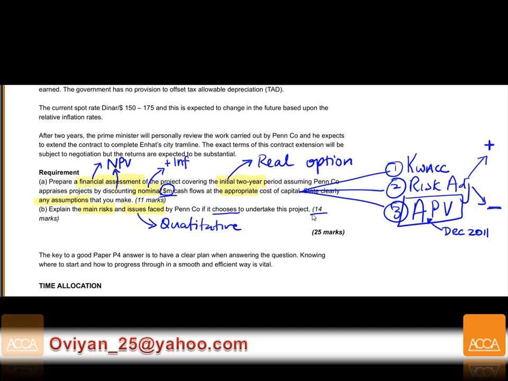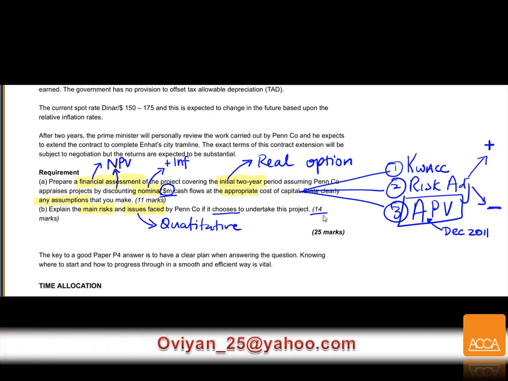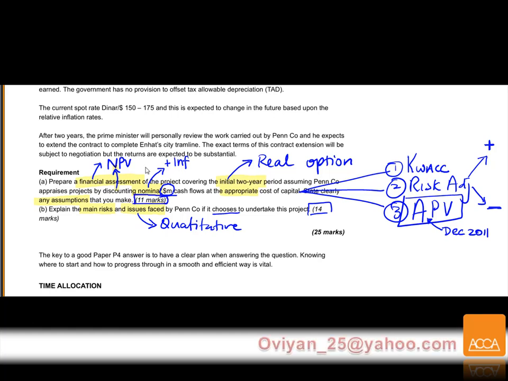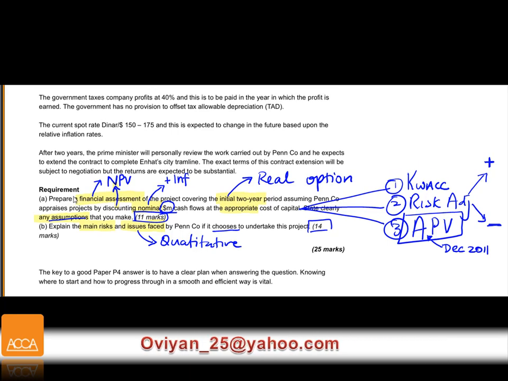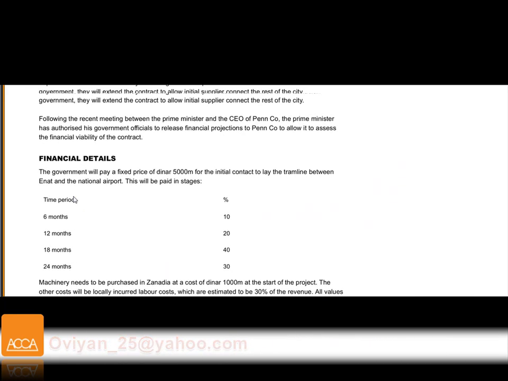And the written part is more than half, 14 marks, and the computational part, a financial assessment, together with some assumptions that we're going to write down, is only carrying 11 marks. So this is the requirement. Now going back to the first paragraph, let's go up.